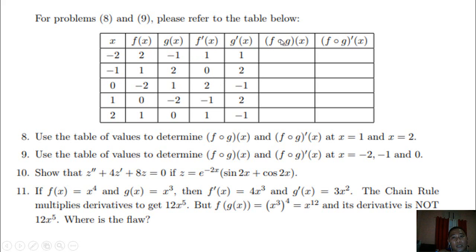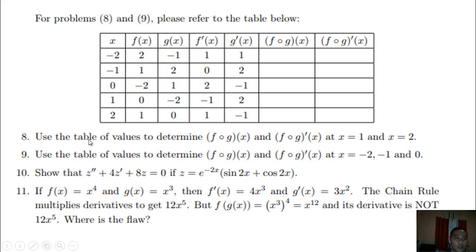So, hanapin natin ang f circle g of x. Pag f circle g of x, meaning, kukunin muna natin ang g of x. Na? Ang g of x ay negative 1. Then, f of negative 1. Example, g of negative 2 is negative 1. So, ano ang f of negative 1? 1. So, the answer for this is 1.